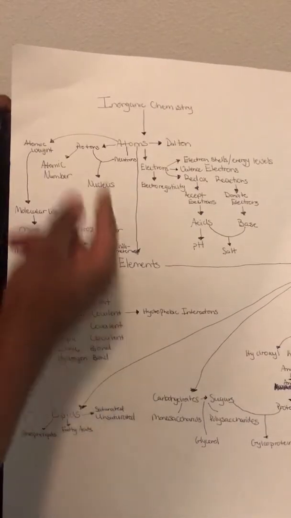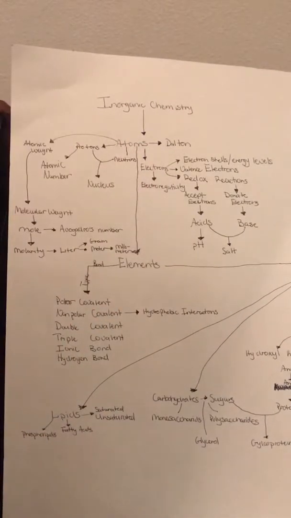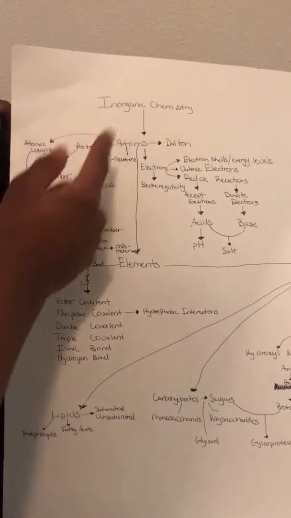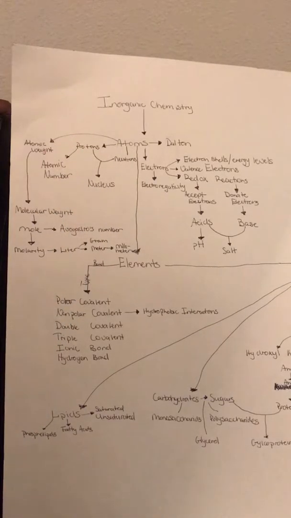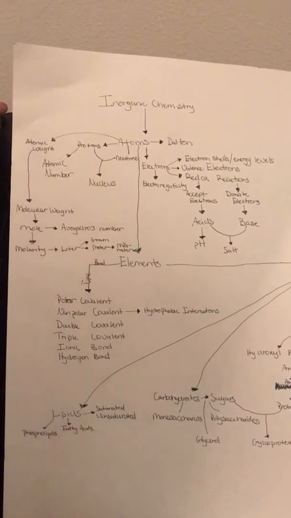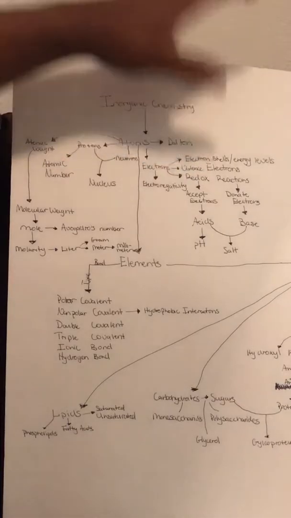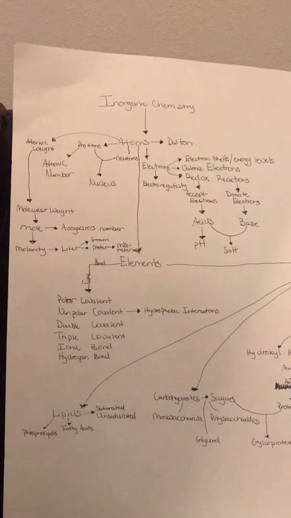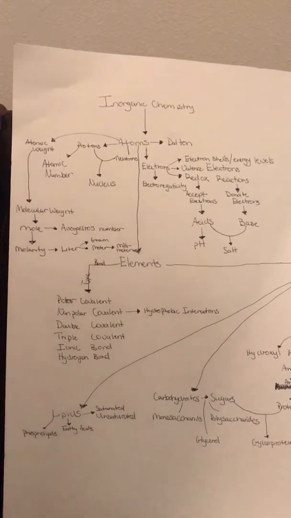So, with atoms, we have protons, neutrons, and electrons. Protons are equal to the atomic number. Now, protons and neutrons are in the nucleus, while electrons float around the nucleus in electron shells. The outermost shell contains the valence electrons, which are usually the electrons that are transferred.